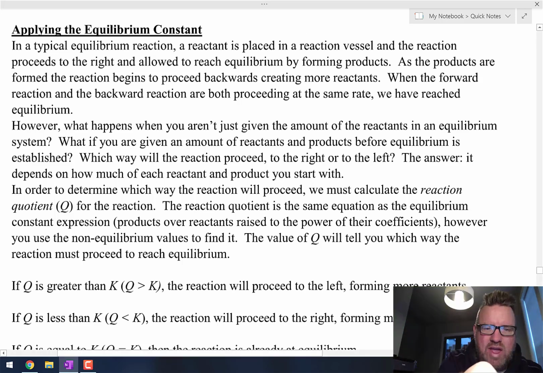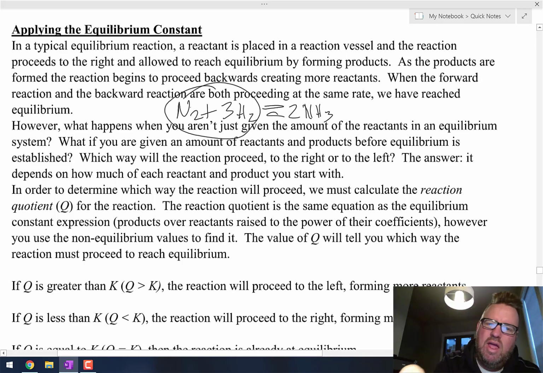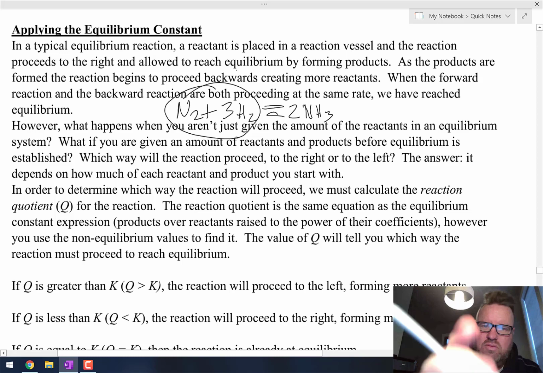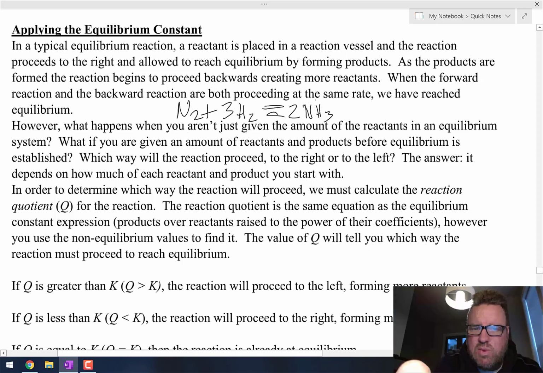For example, let's say we have N2 and H2 in equilibrium with 2 NH3s. Okay, normally you would just start with those. But what if you start with, well, let's back this up here. What if you just start with NH3? What if you put some NH3 into a container and just let it go? What's it going to do? Of course, the reaction is going to proceed to the left, which means some of that NH3 is going to break down into N2 and 3H2, again, until you reach equilibrium.